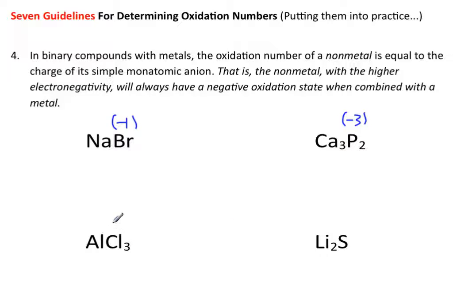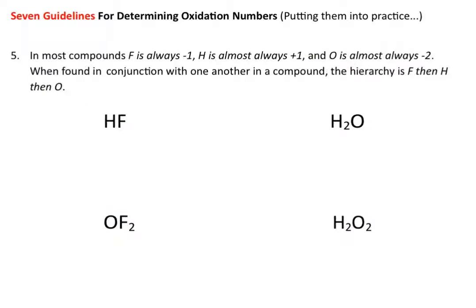Aluminum chloride, well, chlorine's the nonmetal, so it gets its most common charge, -1 for a chloride ion. And lithium sulfide, -2 for the sulfur. Okay, so this is with the frame of reference around the nonmetals. So nonmetals with the higher electronegativity get their most common charge.